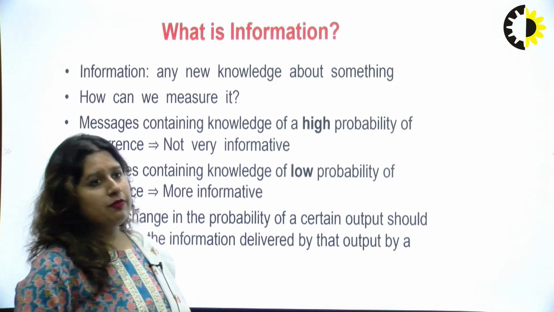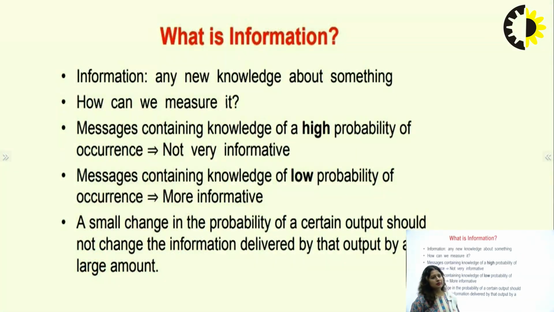So what is information? Any new knowledge about something is information. Whenever there is some uncertainty in a particular event, that is called information. So messages containing knowledge of high probability of occurrence are not very informative. This is a very important term. Whenever there is high probability of occurrence, we say that it is not very informative. But messages having very low probability of occurrence are more informative.